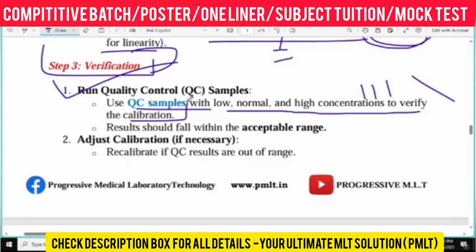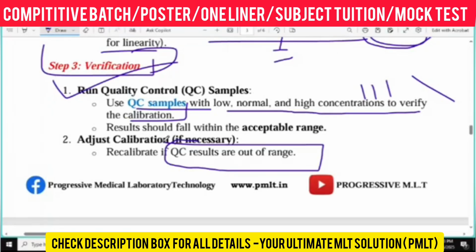Okay, see, if the quality control results are out of range, until you are getting the proper result from this particular instrument, from this particular machine, you have to recalibrate it and run it, until you are getting the proper result or proper reference range of this particular reagent for this particular sample. If it is out of standard range, then we have to run the calibration again. Getting my point? That is the verification.